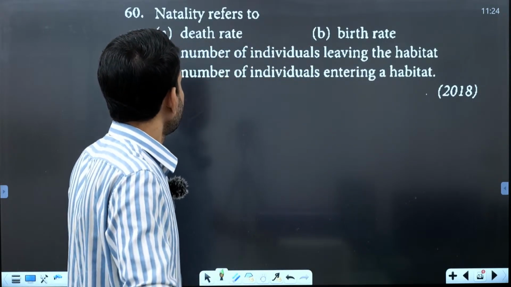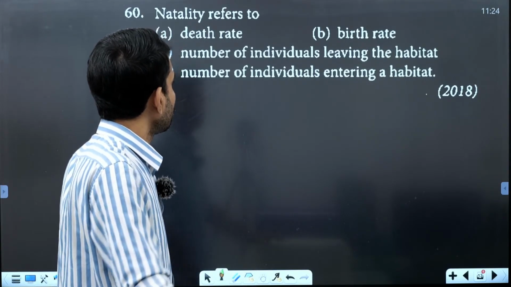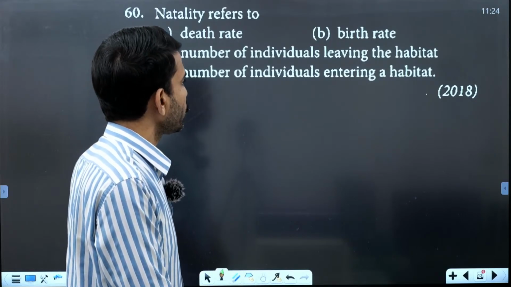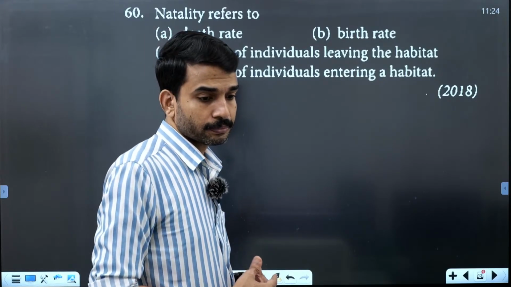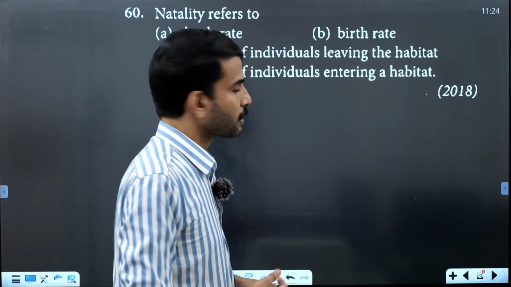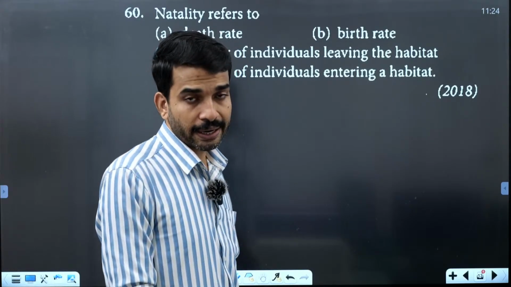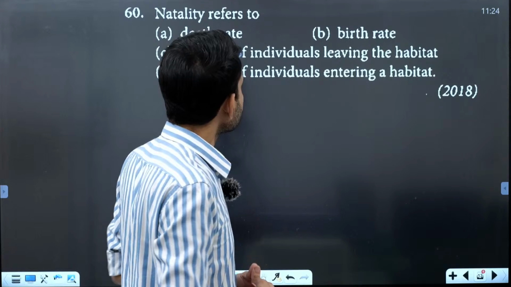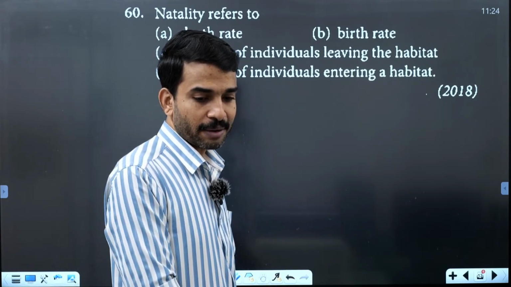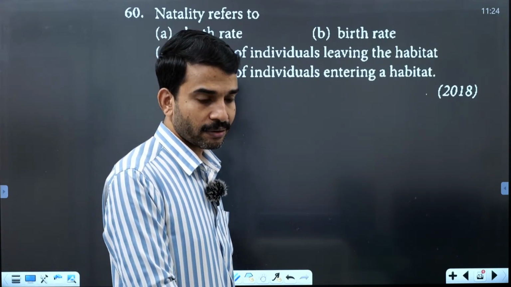Next one, natality refers to: death rate, birth rate, number of individuals leaving the habitat, or the number of individuals entering a habitat. We'll go with the birth rate itself, right? It's a very easy question. Natality means birth rate, mortality means death rate. What is the number of individuals leaving the habitat? Members of the same species leaving a particular habitat, what will we call it?